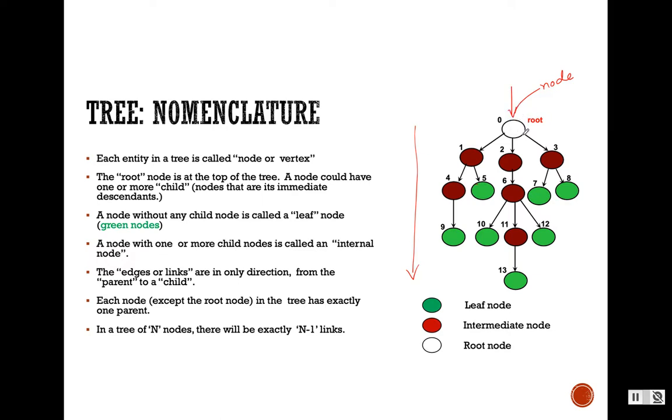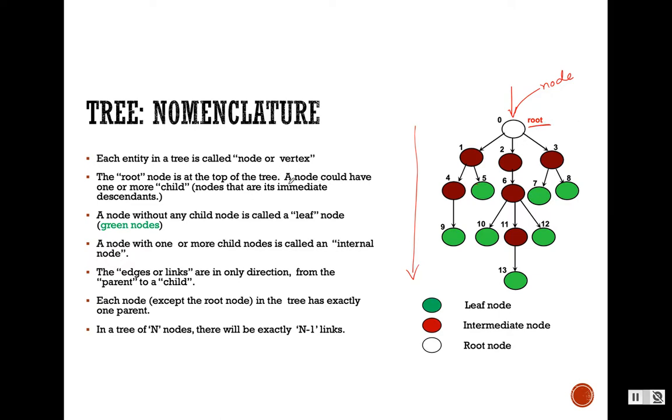At the top of the tree, we are going to have one node. The whole tree is going to start from that top node. This node is known as the root. This is known as the root node, and every tree has only one root node. Only one root.